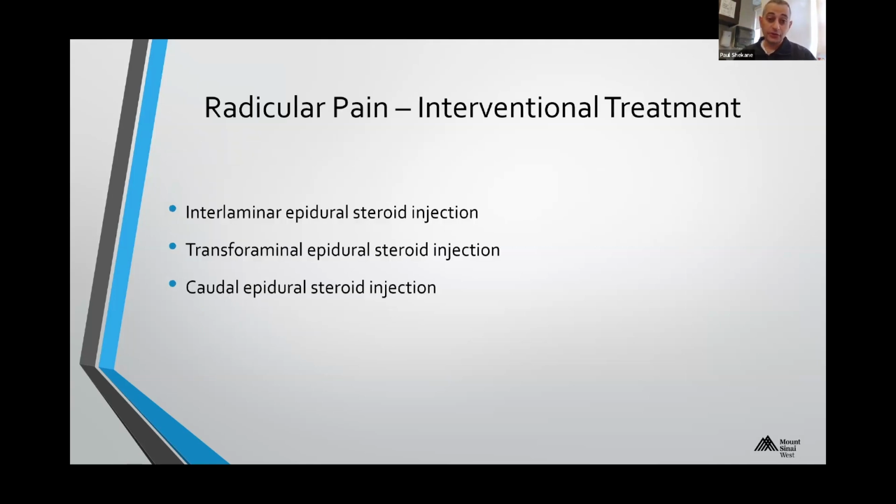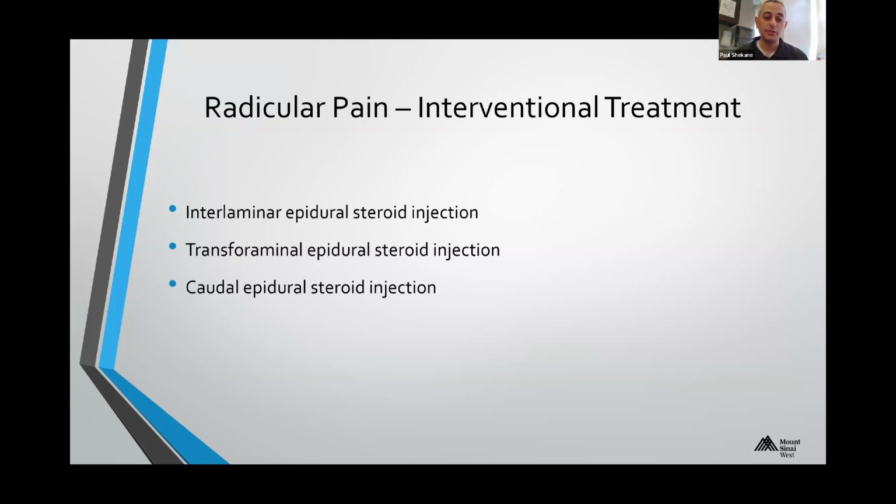So now you've diagnosed the patient's radicular pain. You might have gotten an MRI or referred to an interventional pain management doctor who ordered the MRI and determined that there might be a herniated disc causing a lumbar radiculopathy. So the treatment algorithm, as you can imagine, starts with conservative therapy, physical therapy, medications, and if the conservative therapy has failed, our usual next step is an interventional injection.